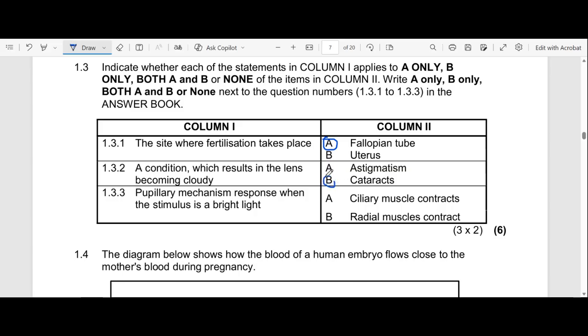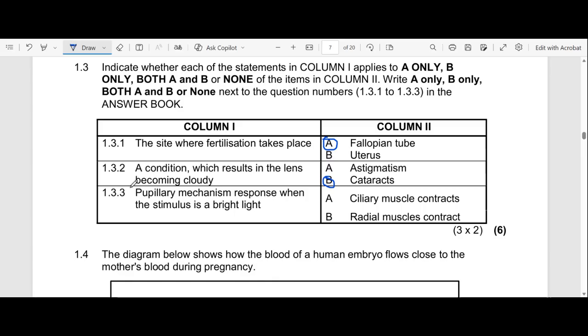So what's the difference between astigmatism and cataracts? Astigmatism is where your cornea or your lens becomes uneven, causing the light to be refracted in multiple directions on the retina.